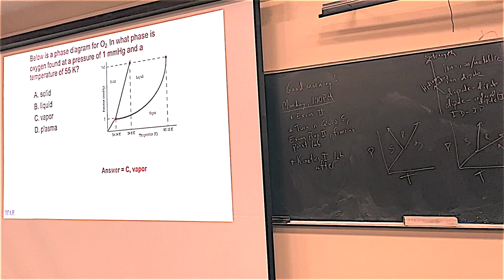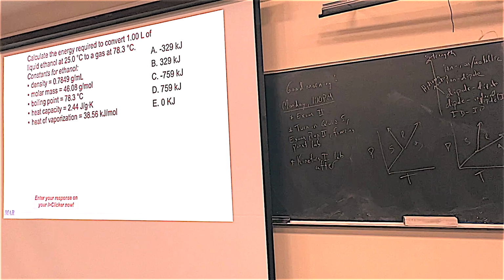So, this is the kind of question you might run into. This question is about finding the energies of transitions. What we have here is a liter of liquid ethanol, and we want to turn it into a gas at 78.3 degrees. So we're starting with a liquid. We want to end at a gas at 78.3, and its boiling point is 78.3.